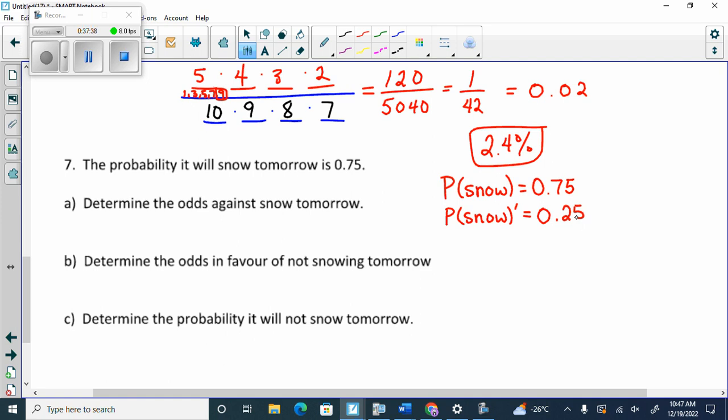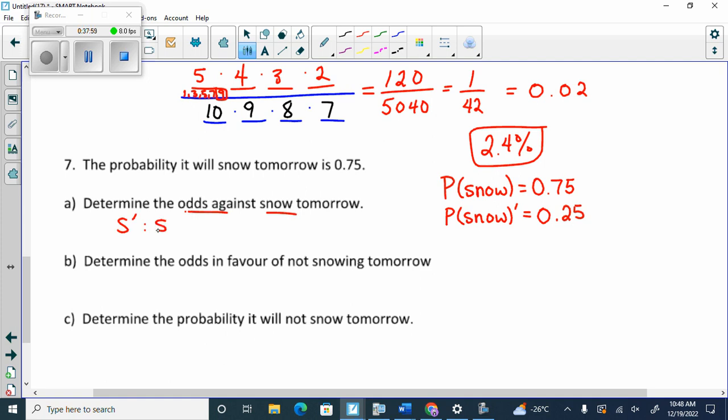Now why did I get the complement? Odds are the probability and its complement, correct? Either probability of it and its complement second, or its complement first and its probability second. Odds in favor, the probability of it comes first. Odds against, complement comes first. So here it says odds against snow. So the complement comes first.